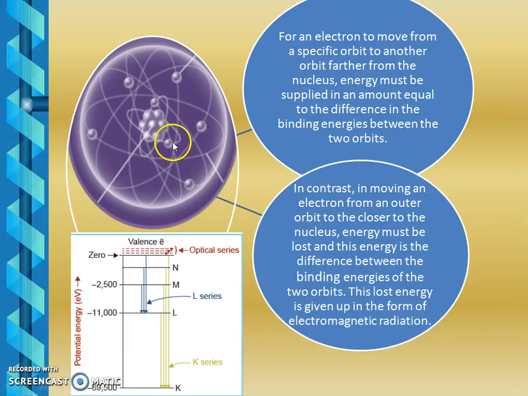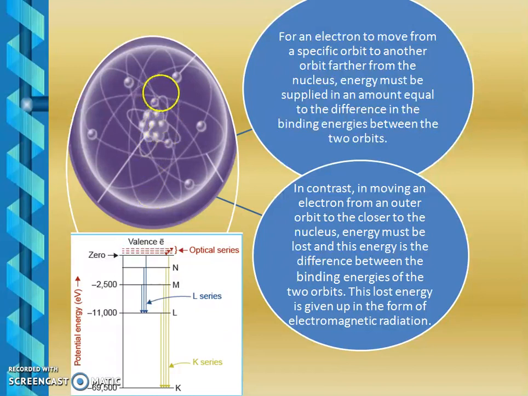So as you can see, the central nucleus here is surrounded by the electron, and this electron is nearest to the nucleus, so its binding energy will be highest. And if you take the last electron, which is in this orbit, then the orbit is far away from the nucleus and hence the ionization energy will be less.